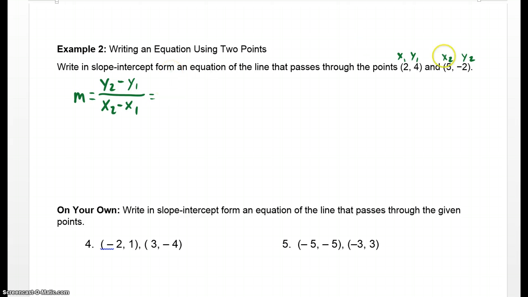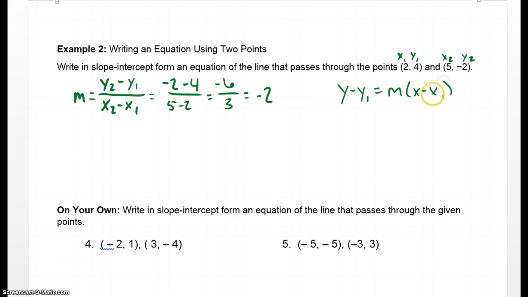So y sub 2 over here is negative 2 minus y sub 1 is 4. x sub 2 is 5 minus x sub 1 is 2. So in the numerator, negative 2 minus 4 is negative 6. 5 minus 2 is 3. Negative 6 divided by 3 is negative 2. So now we have a slope, an m. We have an x1 and a y1. So we're ready to write our point-slope equation.